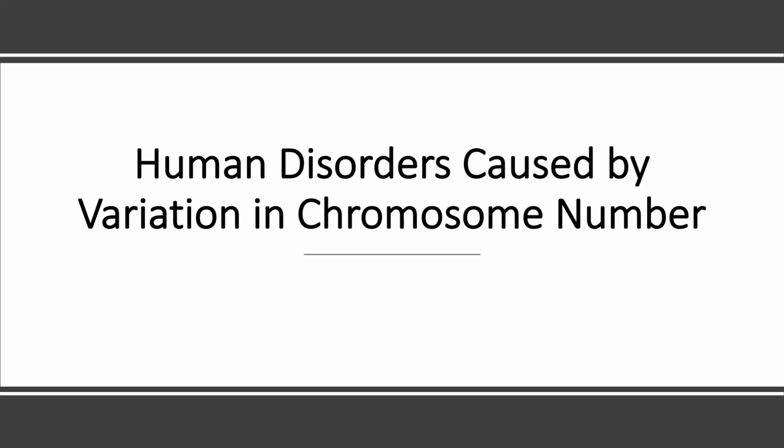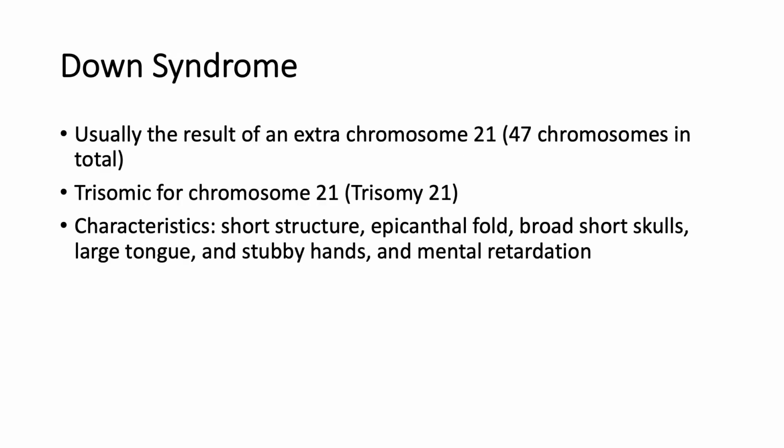So now let me discuss the human disorders caused by a variation in the chromosome number. One aneuploid condition, known as Down syndrome, affects approximately 1 out of every 700 children born in the United States. Down syndrome is usually the result of an extra chromosome 21, so that each body cell has a total of 47 chromosomes. Because the cells are trisomic for chromosome 21, Down syndrome is often called trisomy 21.